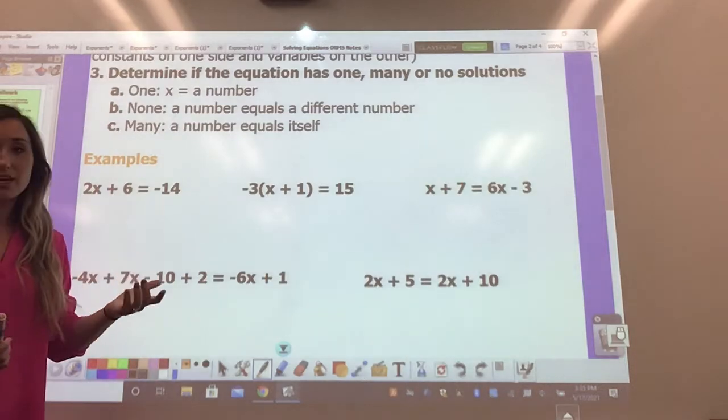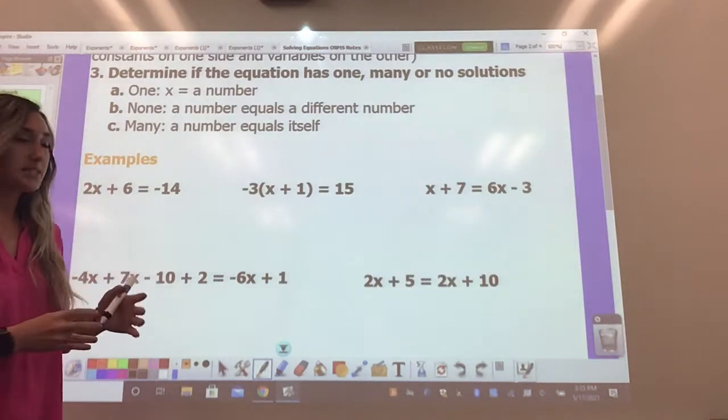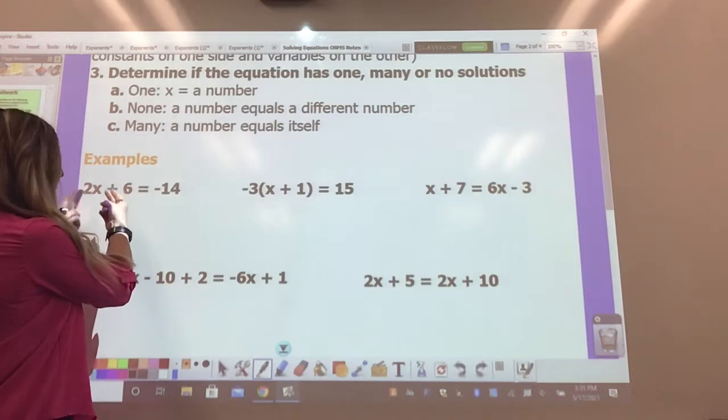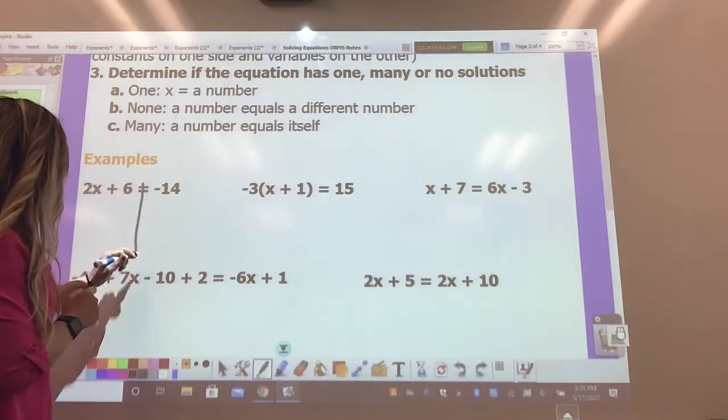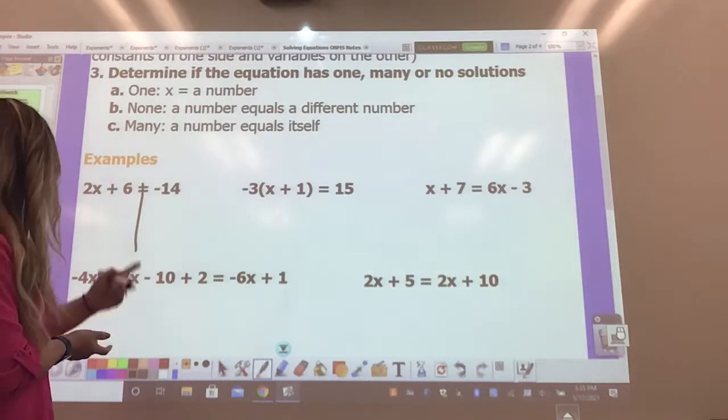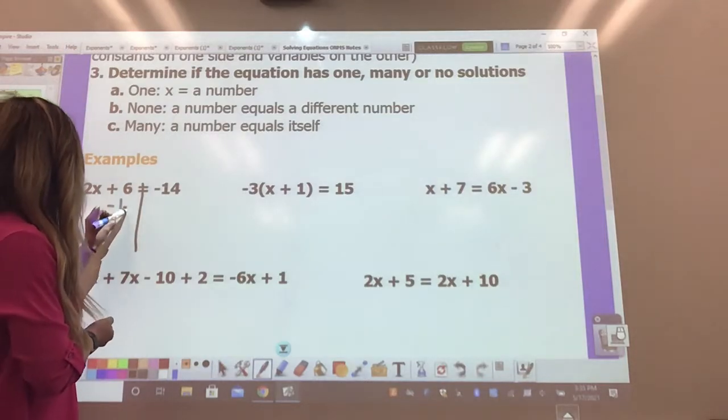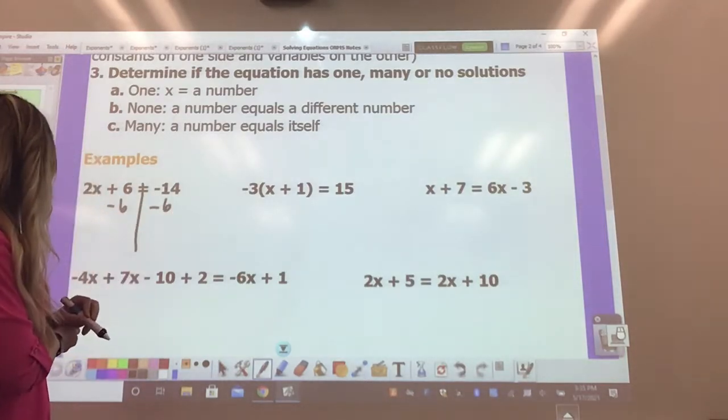The first one is actually a normal equation, one that we've seen before. There's no simplifying that I need to do. There's just one x on this side. So solve it like we know how to solve equations. We want to get rid of this plus 6 by subtracting 6 on both sides.